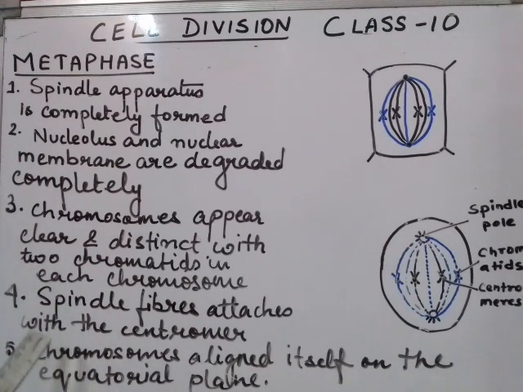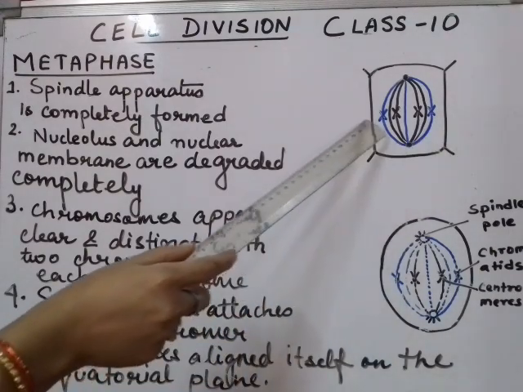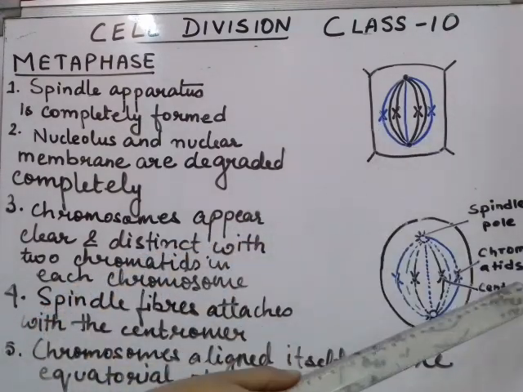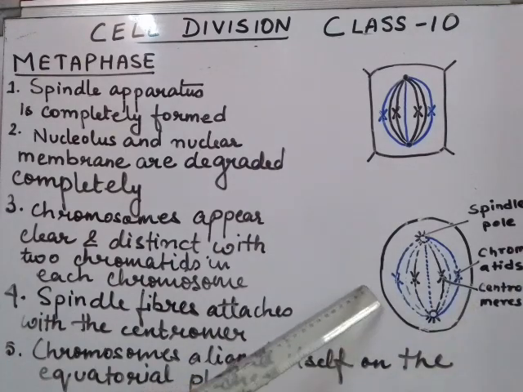Next is the most distinct feature of this phase, which will make you identify it: chromosomes align themselves on the equatorial plane of the cell. So in both of the diagrams you can understand that the chromosomes have come to the center of the cell, to the equatorial plane. This has to be in your mind, you cannot forget this.